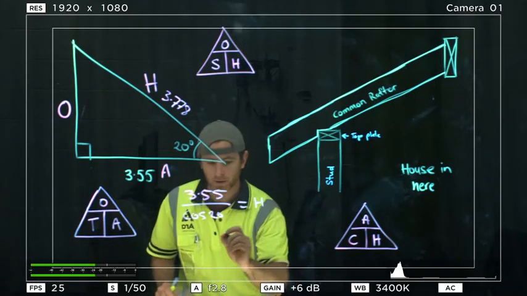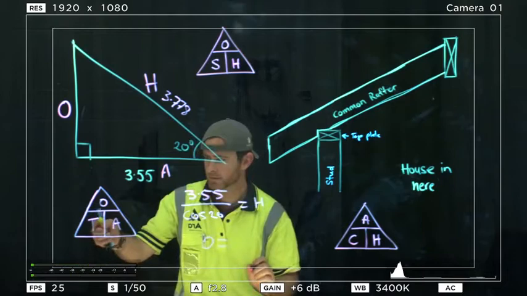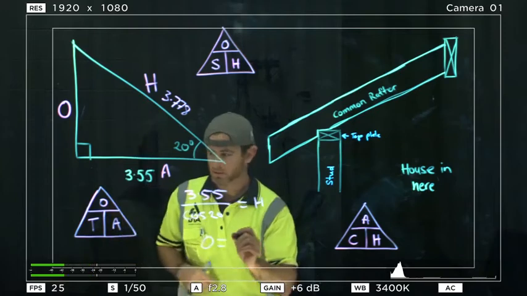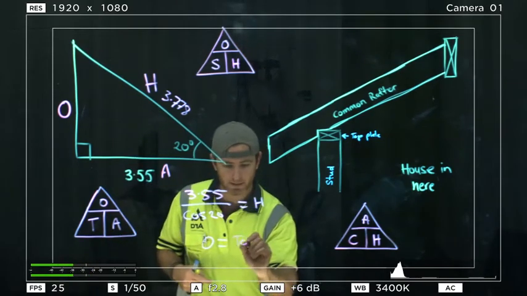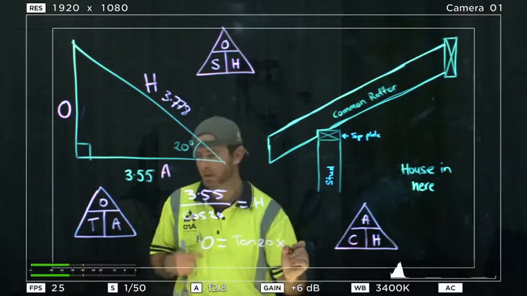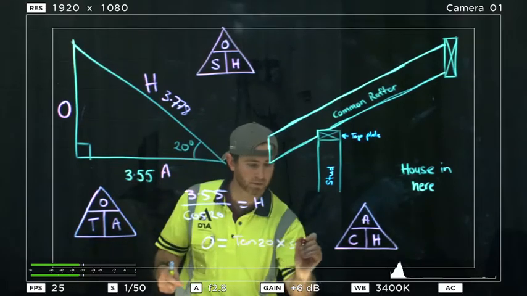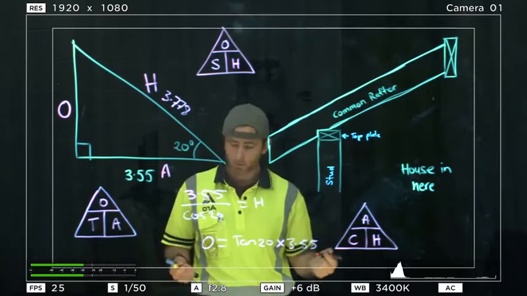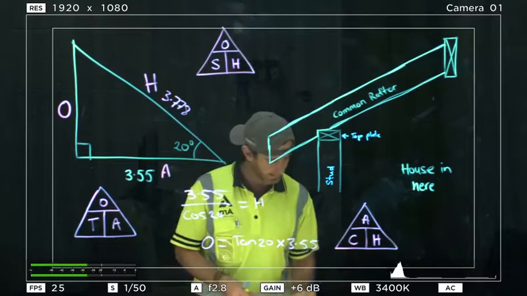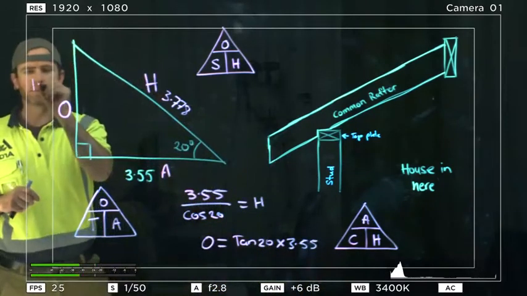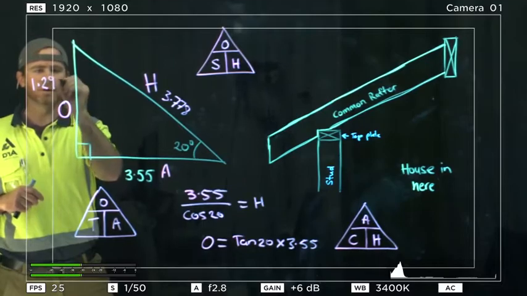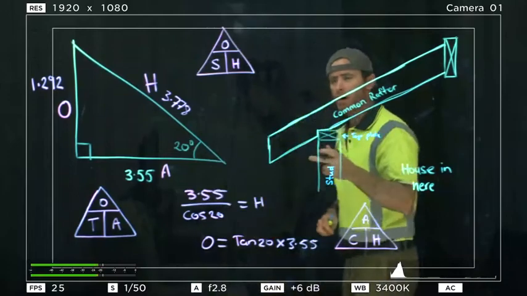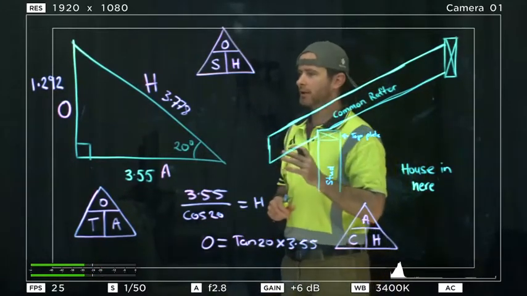Okay, so we're going to go O equals tan 20 times adjacent. We've got the angle, we've got the adjacent. We want to find the opposite. So opposite equals tan 20 times adjacent, 3.55. Oh, sorry, the pen seems to be running out. Which equals, quickly on my calculator here, 1.292. I think that's what I got. Oh, look at that, right, cool. So feel free to give those a go at home, just to check that you're getting it right.